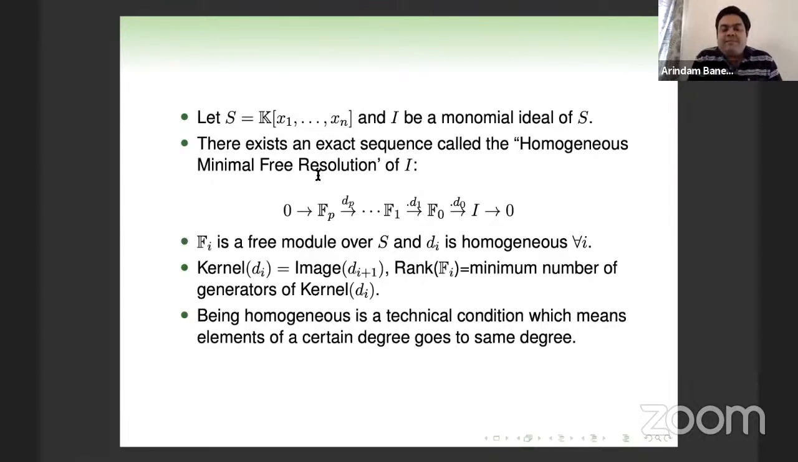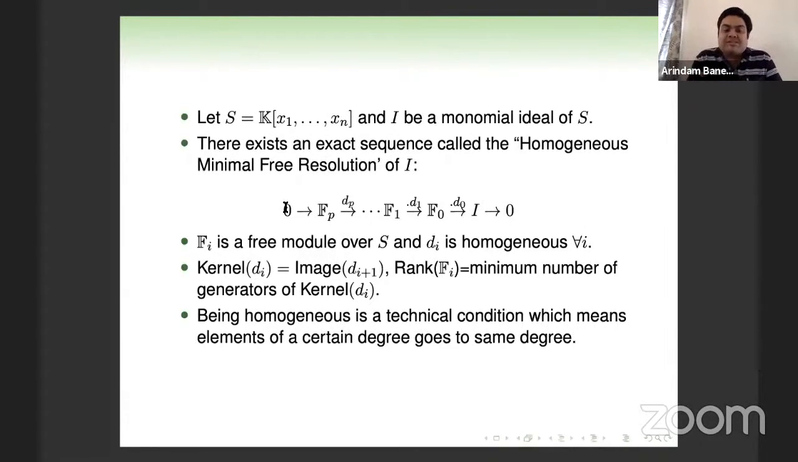Now, what do we mean by homogeneous for an element in the direct sum? I'll leave that, but it's similar. It's a generalization of this notion that if you have a map from a polynomial ring to a polynomial ring, that will be homogeneous if linear polynomials go to linear polynomials, quadratics go to quadratics, and so on. And there is a generalization of that concept in the free modules. So that's a technical condition. We can also make sure that there exists a minimal free resolution which satisfies that homogeneity condition, and hence we have a homogeneous minimal free resolution.